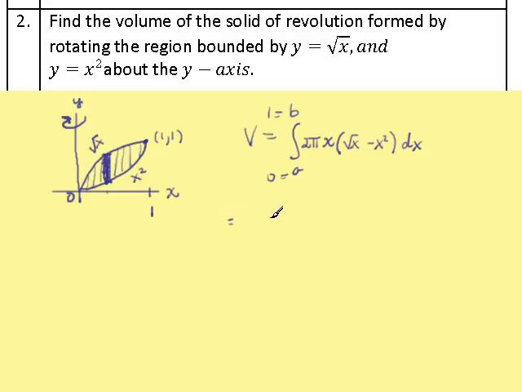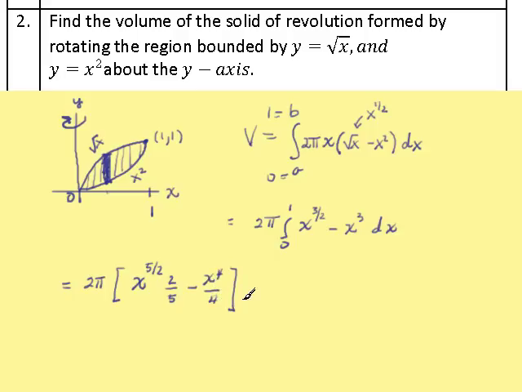Let's simplify this a little bit. I'll take out the 2 pi, 0 to 1, multiply through. x times square root of x, and square root of x is x to the 1/2, so this times this is x to the 3/2, minus x times x squared, dx. So there we have 2 pi times x to the 5/2 times 2/5 minus x to the 4th over 4, between 0 and 1.